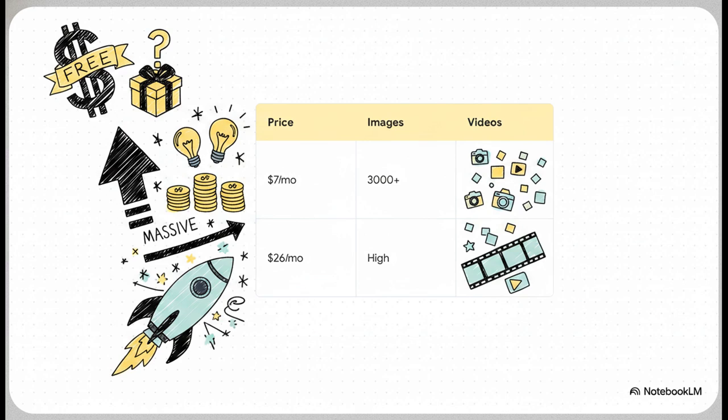For that $7 basic plan, you're not just getting a tiny trickle of access. You can generate over 3,000 images and more than 30 videos. And hey, if you scale up to the Pro plan at $26 a month, your output potential is absolutely massive. Plus, they offer free sign-up credits, meaning you can test drive the whole shebang before spending a single dime.